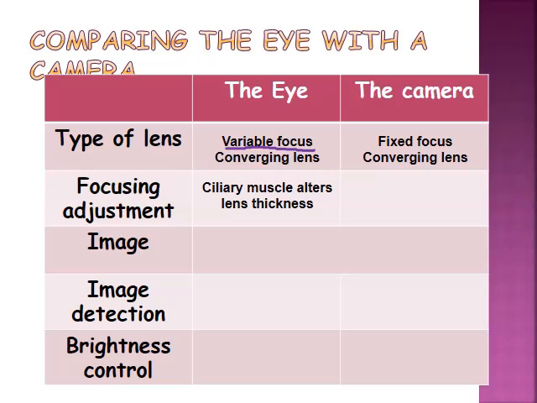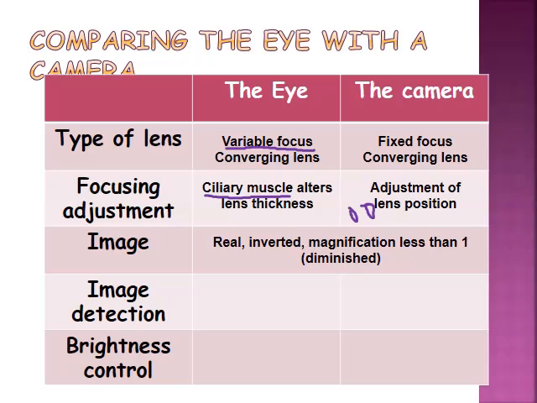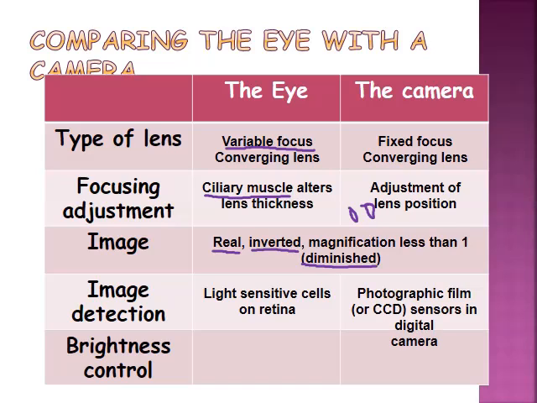When we're focusing, the eye uses ciliary muscles to alter the thickness. The camera moves the lens, so it might start here and then move the lens a bit further back. The images formed are both real. They've got to be projected on a screen. In our case, it's the retina. In a camera, it's the screen at the back of the camera. They're inverted, and they are diminished, which makes sense because the back of our eye and the back of a camera are much smaller than what we're looking at. Image detection is by light sensitive cells on the retina in our eye, and by photographic film or sensors in a digital camera, more usually sensors now.